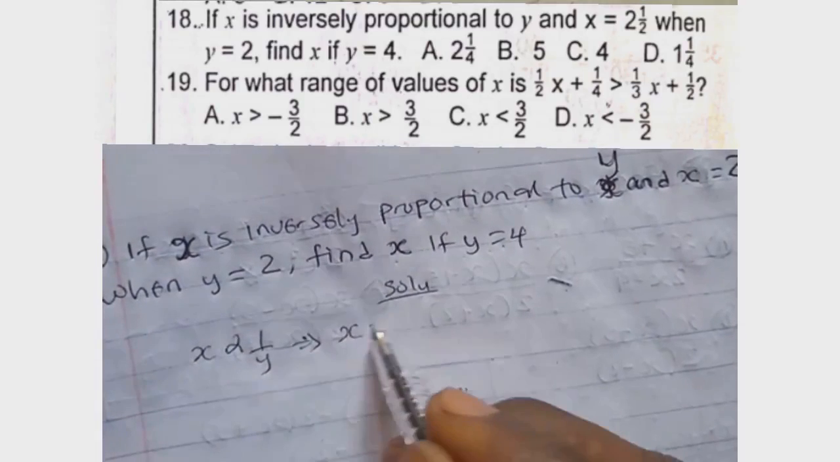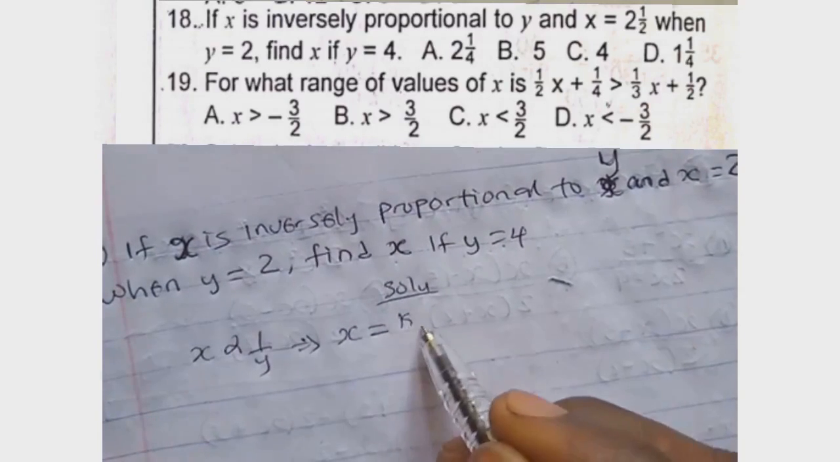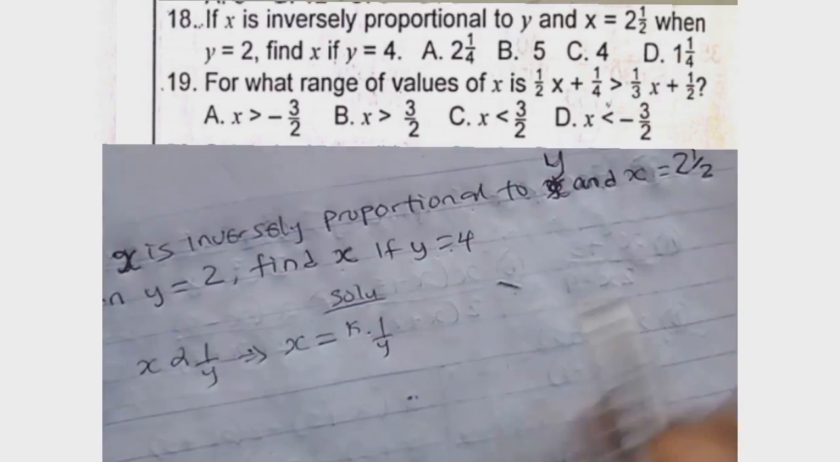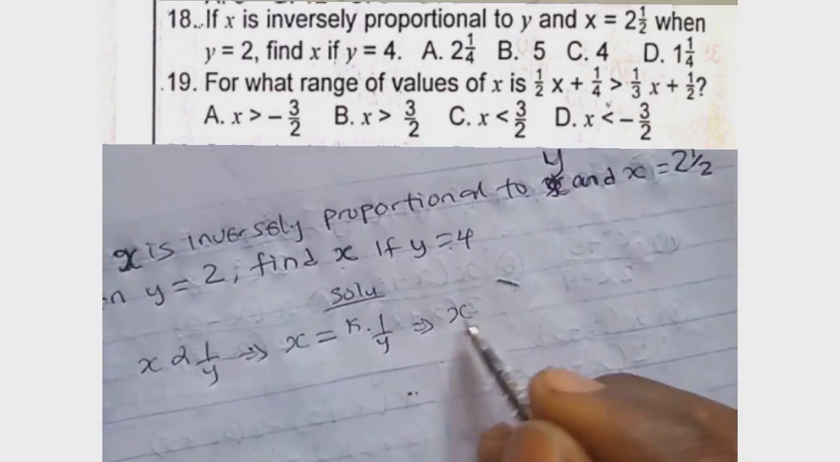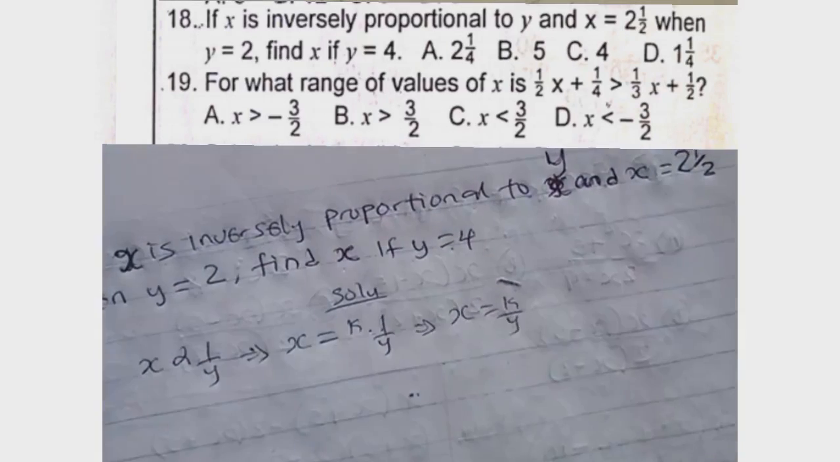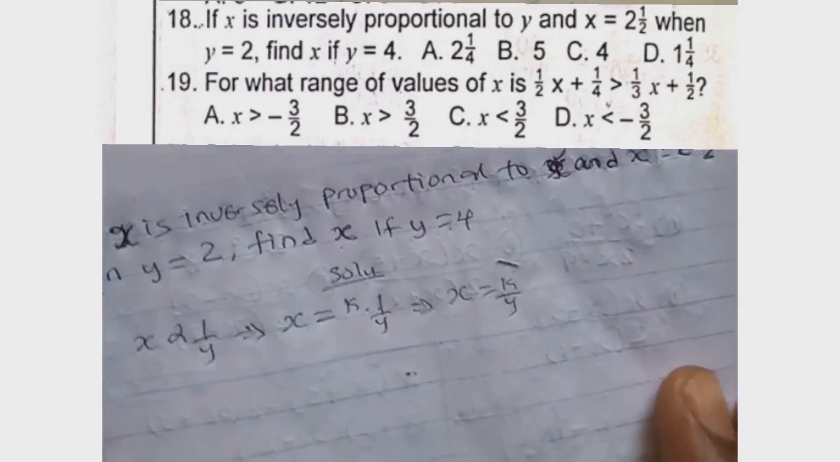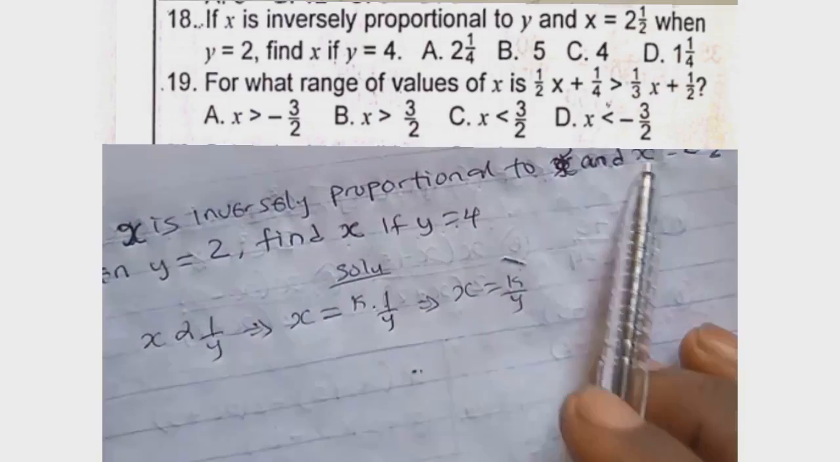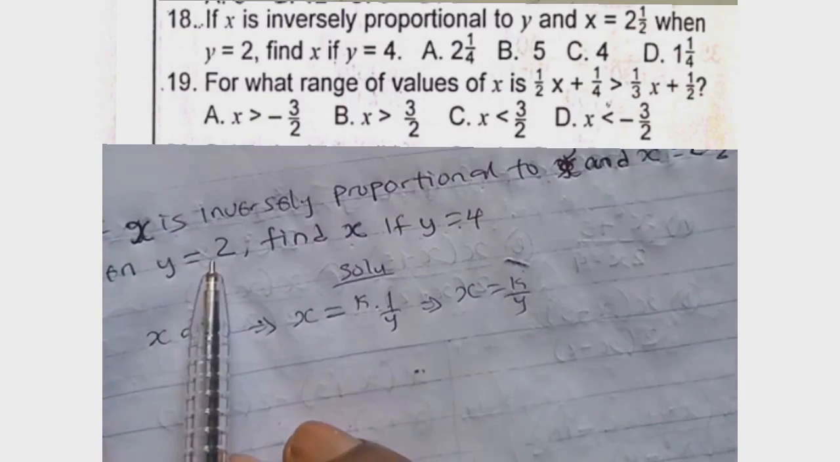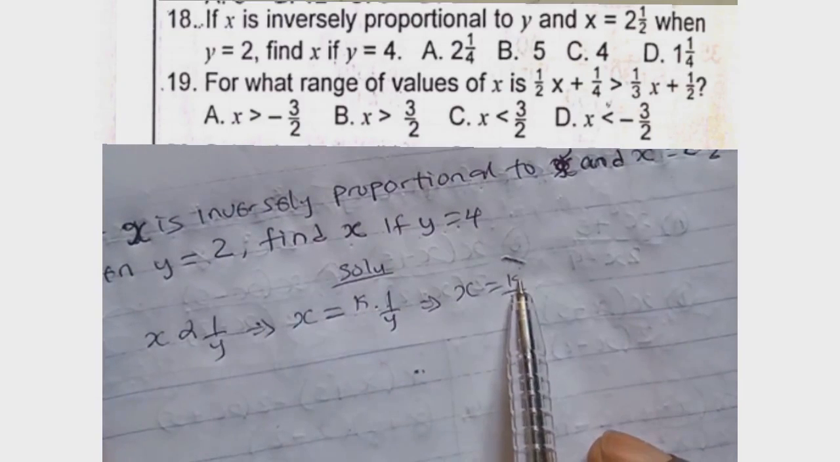Because this alpha is a constant, this gives us s equal to k multiplied by 1 over y, so s equals k over y. Now they give us s equal to 2 and 1 over 2 when y is equal to 2. So we want to get the value of this constant.